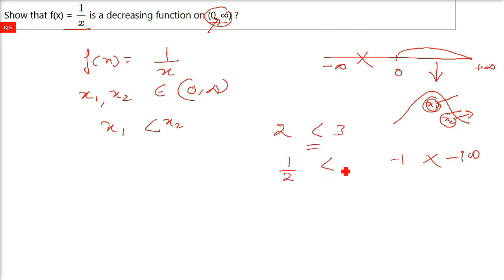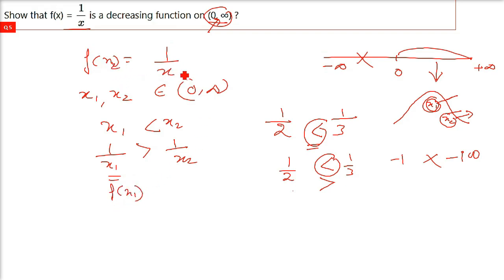But whenever I do 1 by 2, 1 by 3, or take the reciprocal, the relationship will change. 2 was lower than 3, but 1 by 2 is higher than 1 by 3, because 1 by 2 is 0.5 and 1 by 3 is around 0.33. So the sign of less than and greater than will change. When you take the reciprocal, 1 by x1 will be greater than 1 by x2. We call 1 by x1 simply f(x1), and when we put x2, it will be f(x2).